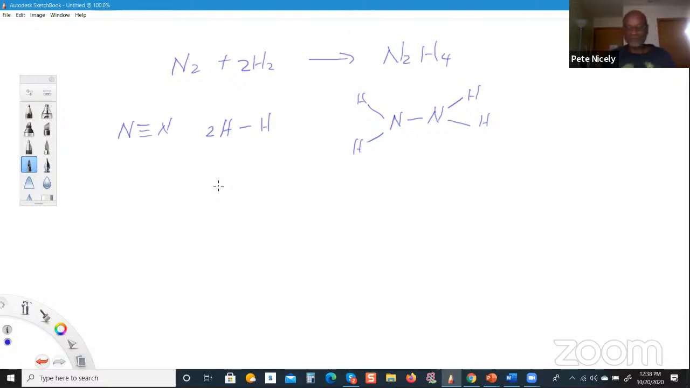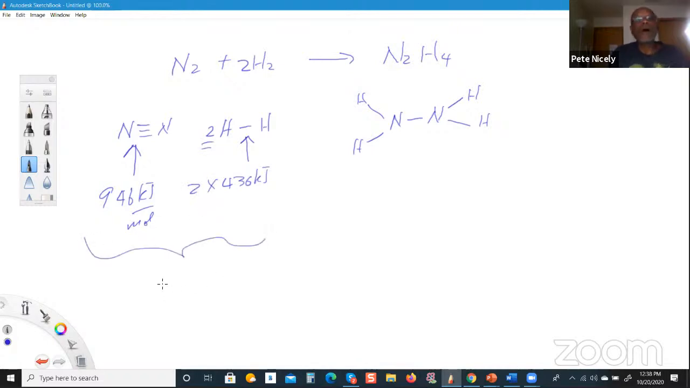In the case of nitrogen, according to the table I'm looking at here, the bond dissociation energy here is 946 kilojoules per mole. In the case of hydrogen, it is 436 kilojoules per mole, all right? But we have to multiply by 2 because of the 2 here, all right? So that takes care of the total energy required to break up these bonds on the left side of the equation.